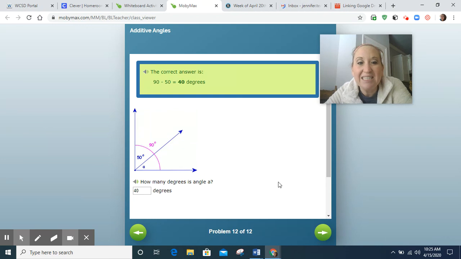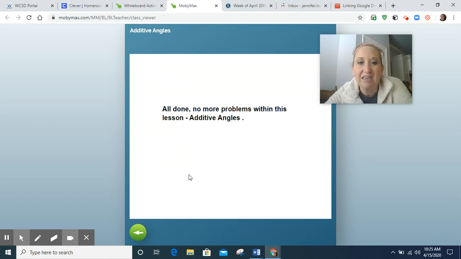Now, today, you guys are going to be working on an additive angles tile activity. It will be in your Schoology. Hopefully it's fun, a little different than some things that we've done before. I know you're going to work really hard on it.